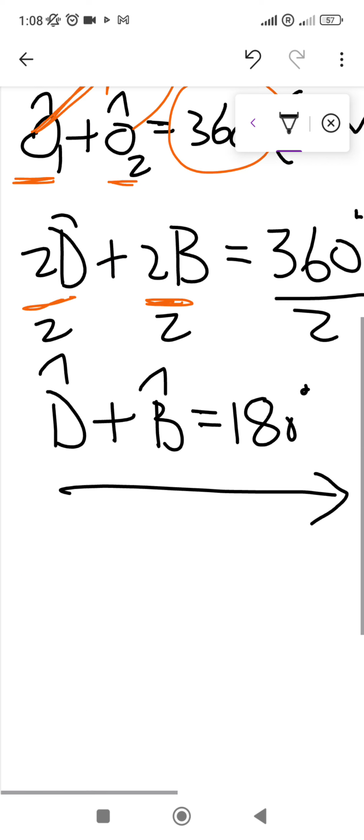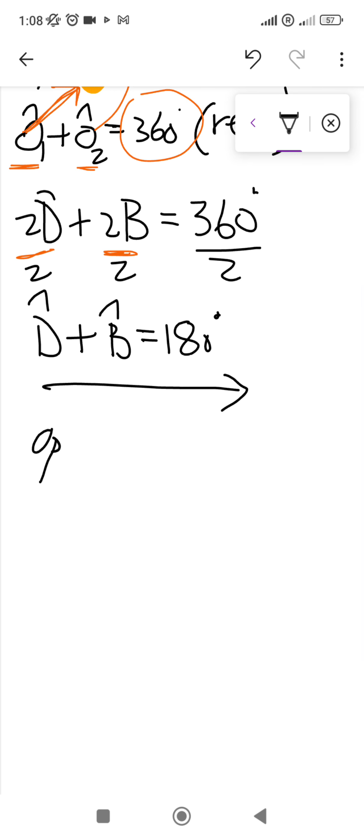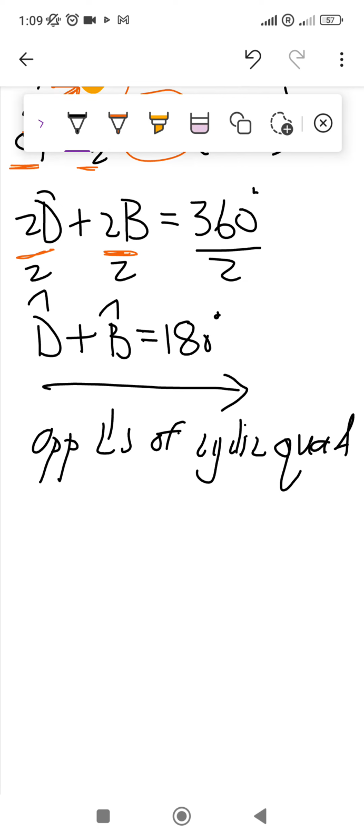Right? The reason that you write down when you use this theorem is you will say opposite angles of your cyclic quad. Right, now the handwriting is a bit bad. Let's try that again. Opposite angles of your cyclic quad. That is the reason that you write down when you use this theorem. Right, that's theorem 5.